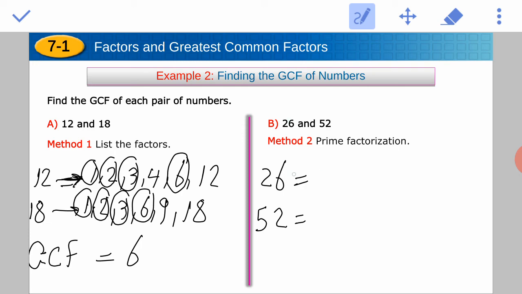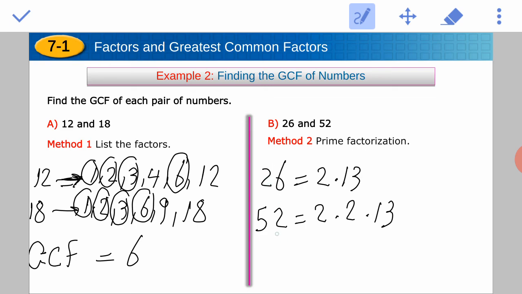But I know 26 is 2 times 13. Remember, both factors are prime factors. 52 is 2 times 2 times 13. If you double check with a calculator, you will find 52 equals 2 times 2 times 13. So step number 1 and step number 2, you write the prime factorization of each number.